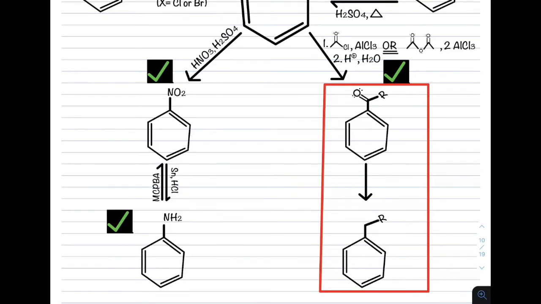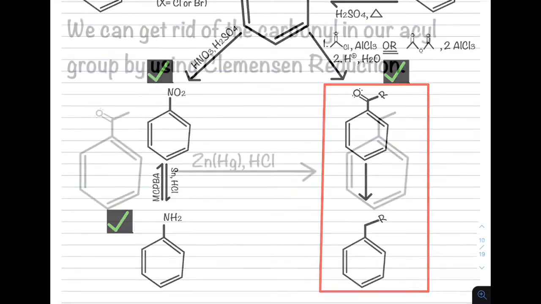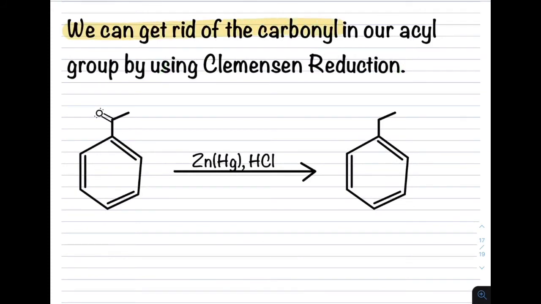Now we're going to look at how we can convert our acyl group into an alkyl group. We can get rid of the carbonyl in our acyl group to give us an alkyl group by performing a reaction called Clemmensen reduction. And the ingredients you'll need to do this are a zinc-mercury complex and hydrochloric acid.